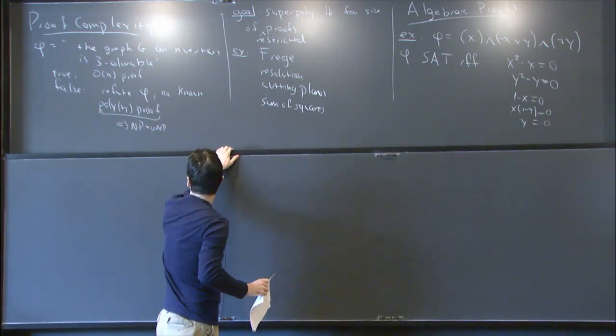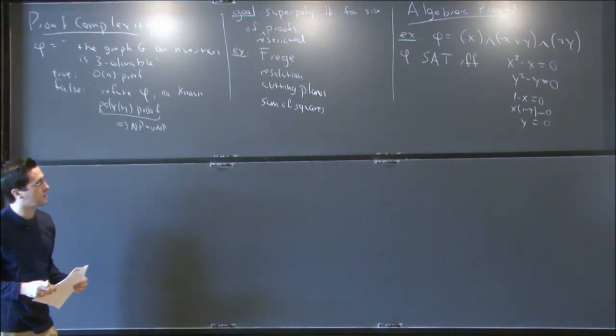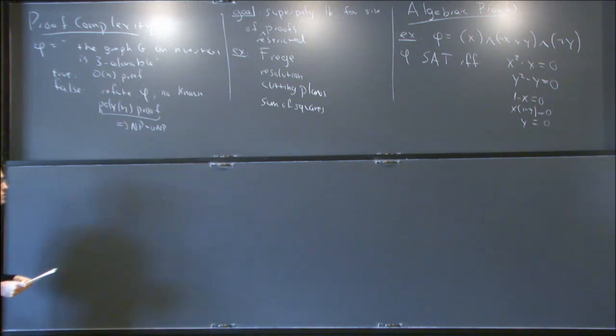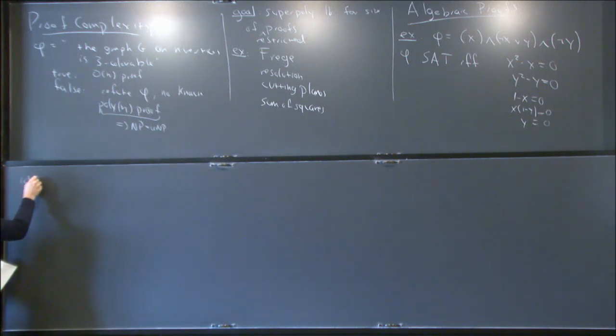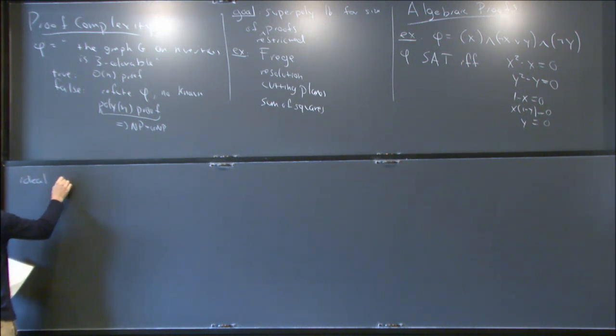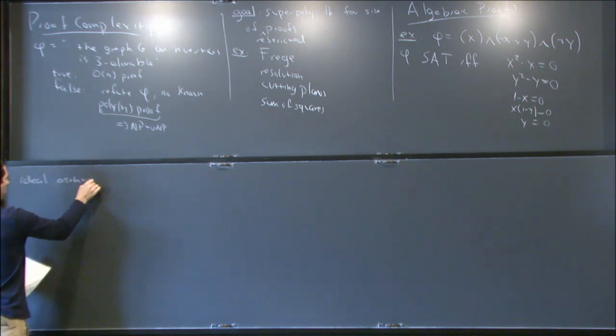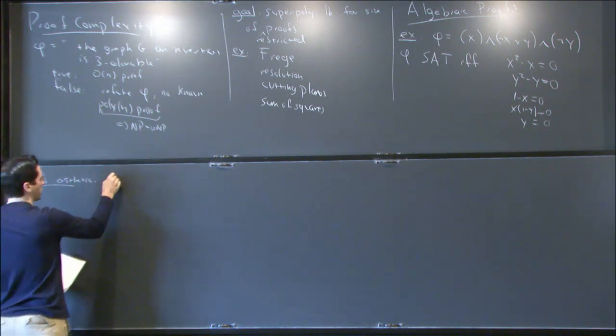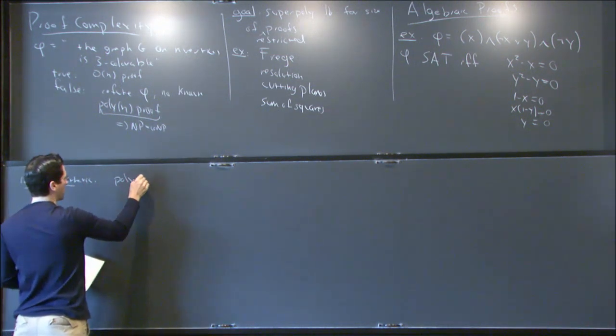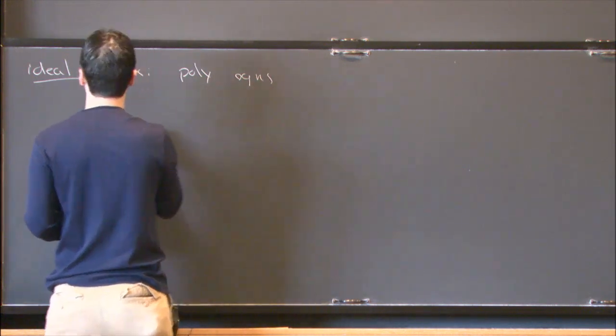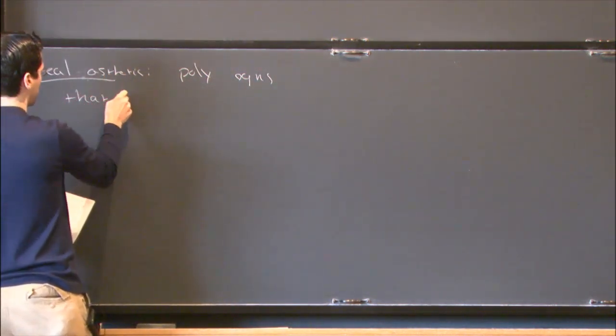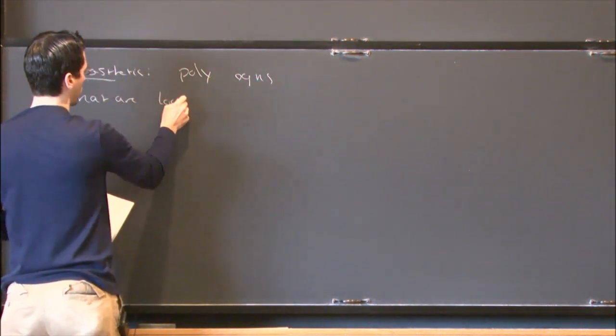But the point here is that the polynomials that you get out of this reduction, they're not arbitrary. So they're sort of an ideal or perspective or aesthetic or something, which is that you want polynomial equations that are local or simple.